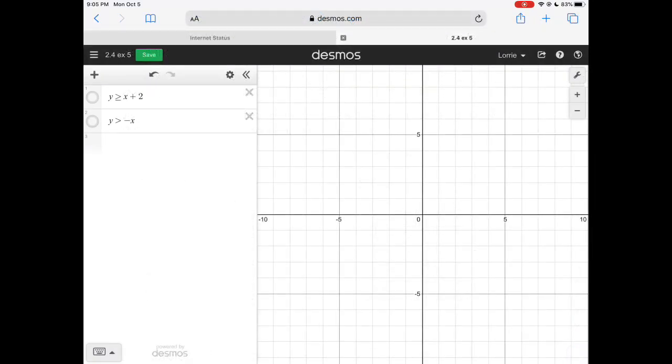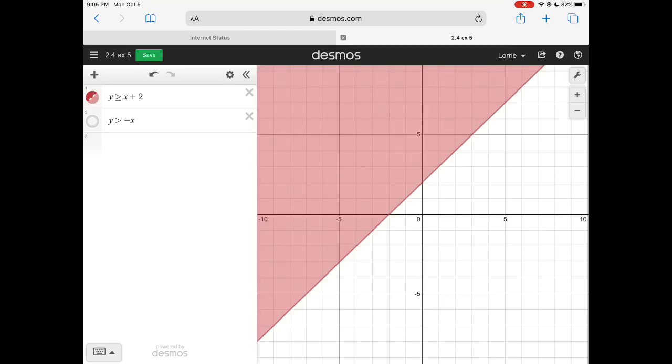I've inserted these two inequalities into Desmos, and let's take a look at them one at a time. Y is greater than or equal to x plus 2 is going to plot like this. It's a solid line because of the greater than or equal to. That means that it's solid. And we are shading above the line. How do we know what above is? We're shading towards bigger and bigger y values.